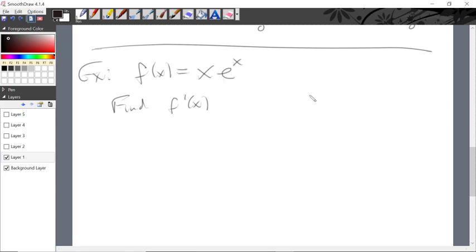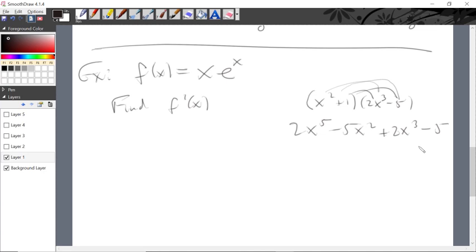If we had something like x squared plus 1 times 2x cubed minus 5, we have an option here that we can actually FOIL this, expand it, and we'll end up with a set of power functions. We'd have 2x to the 5th minus 5x squared, plus 2x cubed, minus 5. And then we can take the derivative term by term without having to use any kind of special rule for the product. That would be possible.